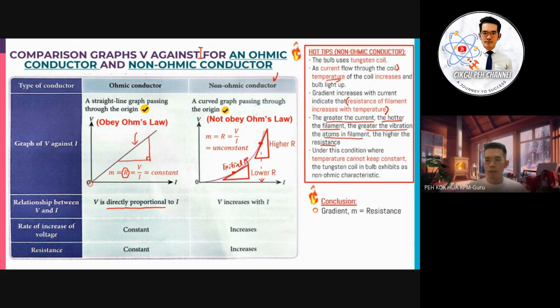So the conclusion: we can observe the gradient, which represents the resistance, to indicate whether the conductor obeys Ohm's law or not. When the conductor obeys Ohm's law, we know it as an ohmic conductor. When the conductor does not obey Ohm's law, it is known as a non-ohmic conductor. So you can see the statement: an ohmic conductor obeys Ohm's law, while a non-ohmic conductor does not obey Ohm's law.